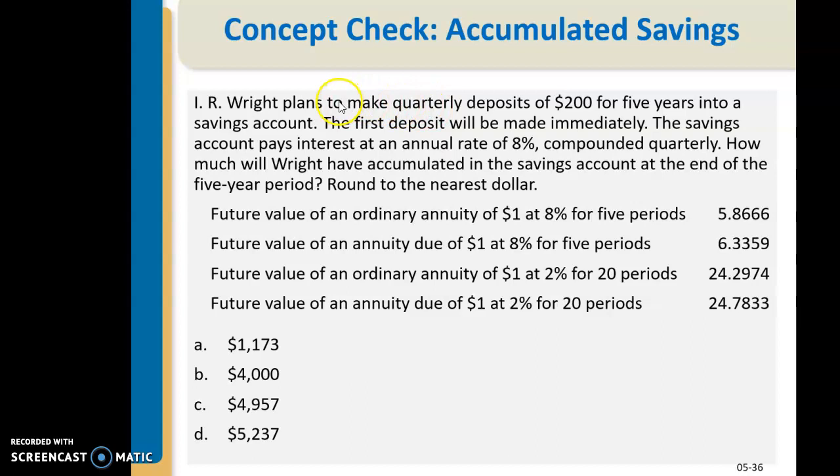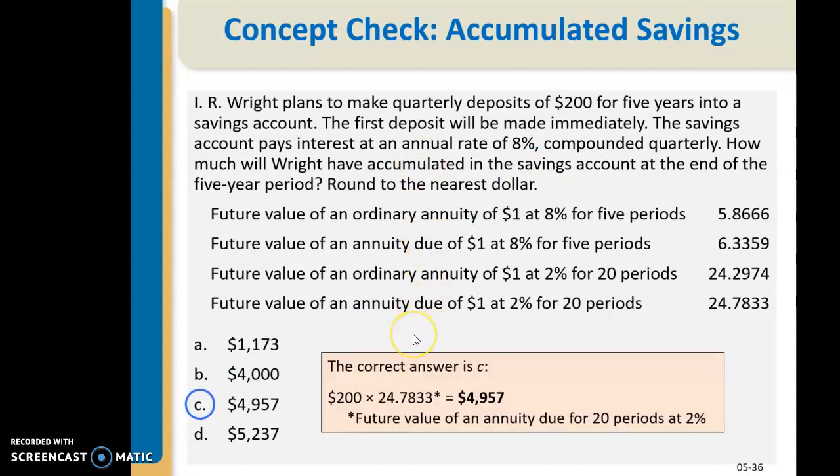Then think of the number of periods. It's a 5-year period, 5-year savings account, but we're going to put the money in 4 times a year. So 4 times 5 equals 20 compounding periods. So this is the factor we want to use. And if you take 200 times 24.7833, you end up with $4,957 rounded. So the answer is C.